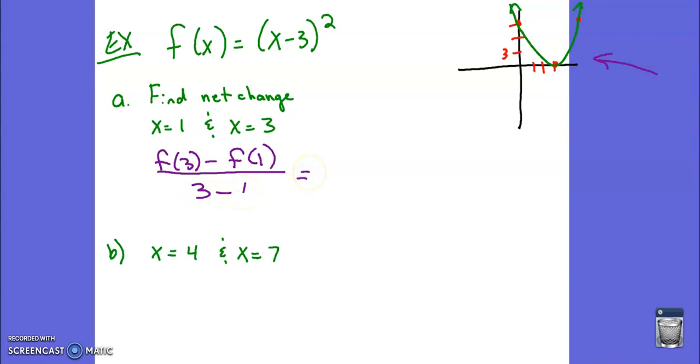So f of 3, again, you can look at the graph if you want. When x is 3, where is the graph at? It's at 0. But you can just plug that in: 3 minus 3, squared, and you're going to get 0. So 3, 0 would be the first point. The same thing when I plug in x is 1. Again, you could look at the graph. When x is 1, where is the graph at? Or you can just simply plug it in here: 1 minus 3, and then squared, and that's going to give us 4.